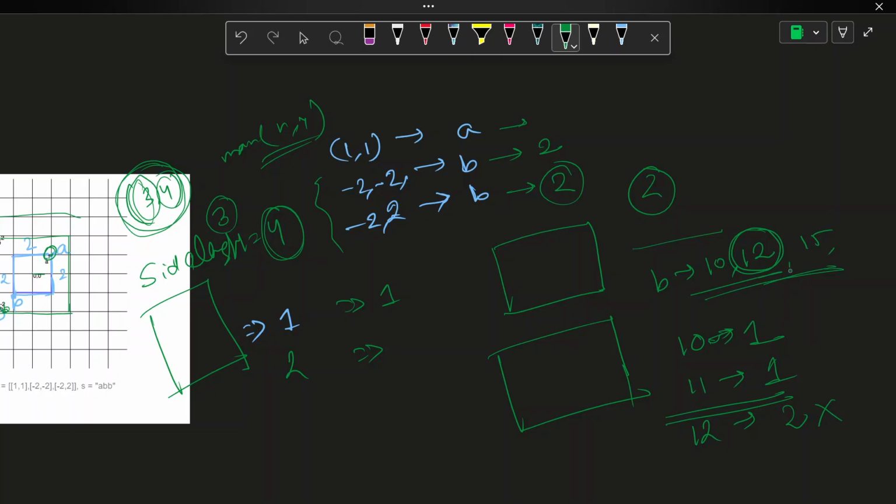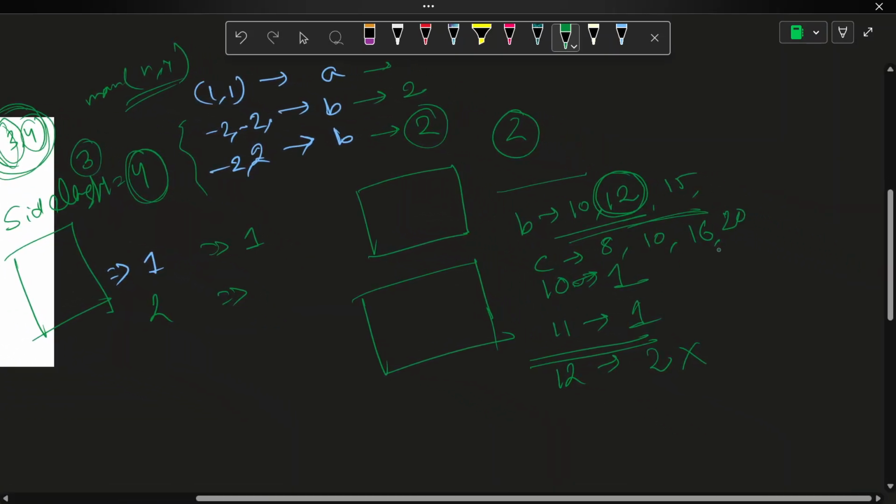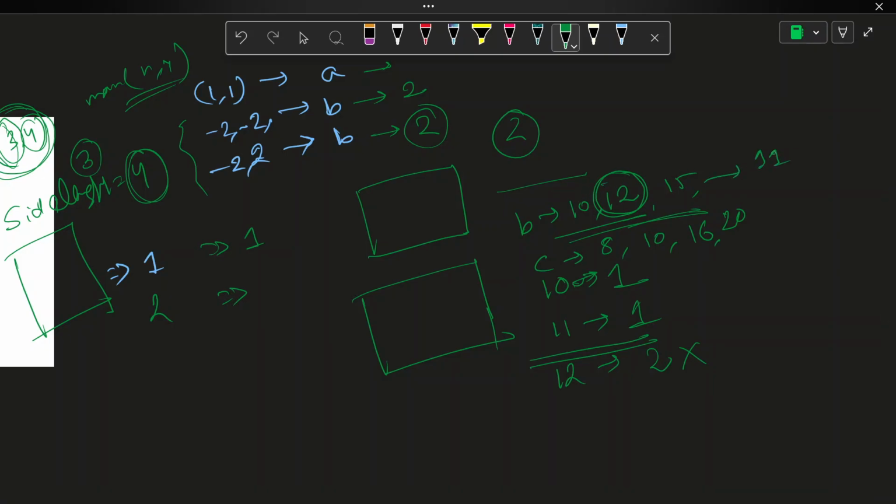This will be the maximum side length. And suppose C is also repeated, say 8, 10, 16, 20. So on that C globally, what will be the side length? Suppose for this case we will get 11 as a side length, right? I have explained why it will be second minimum minus 1.